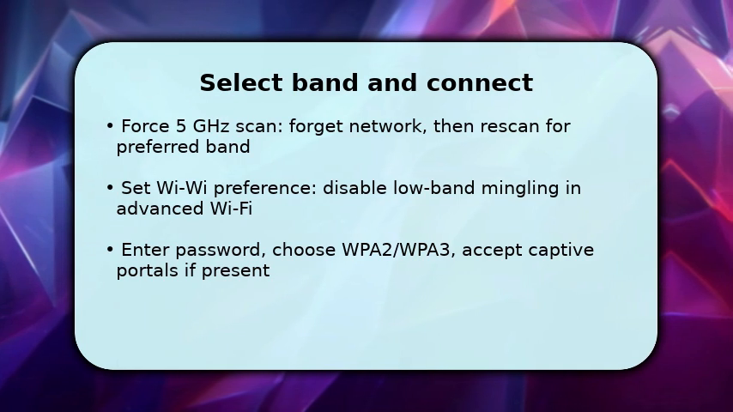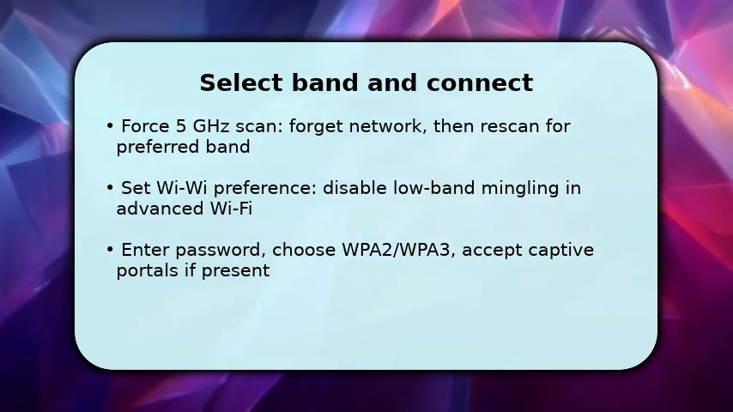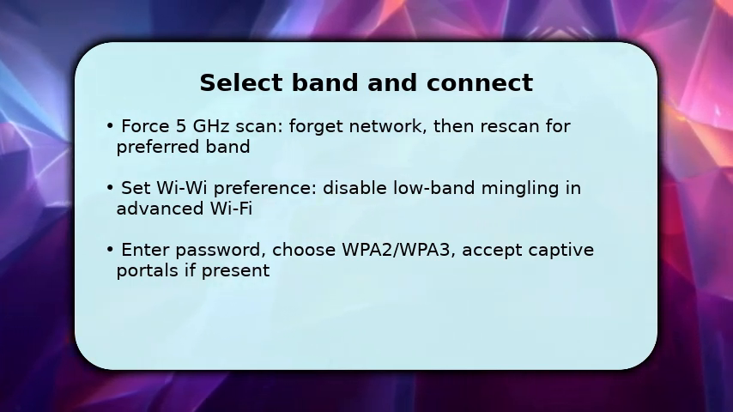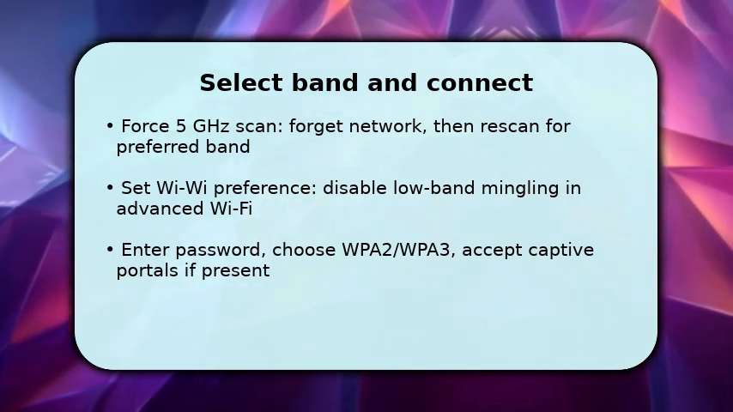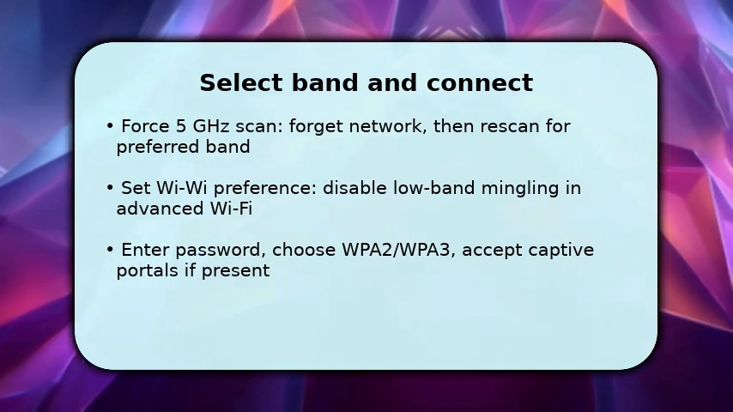In Wi-Fi advanced settings, prioritize higher band or disable auto switch to low band so your phone stays on 5 GHz. Enter the correct password and confirm the security type, WPA2 or WPA3. If the hotspot uses a captive portal, follow the on-screen login.